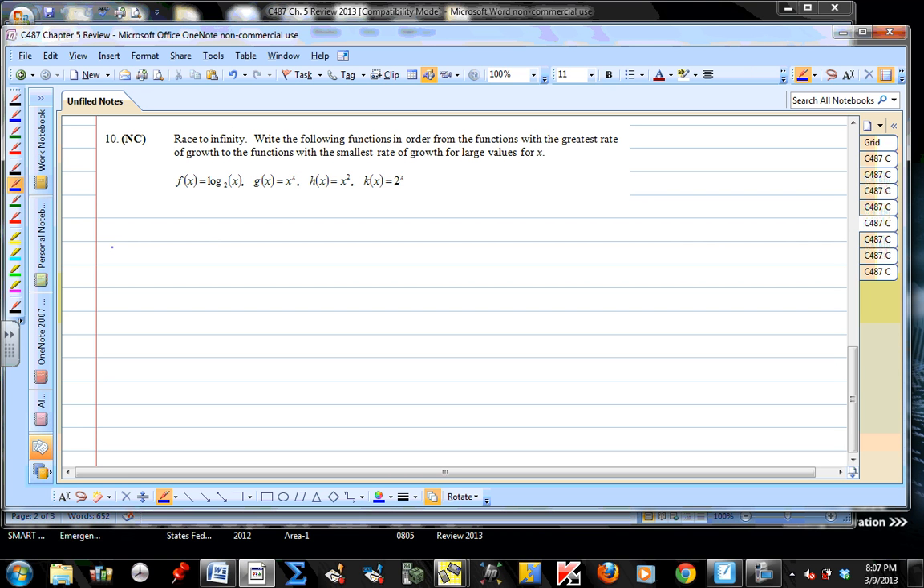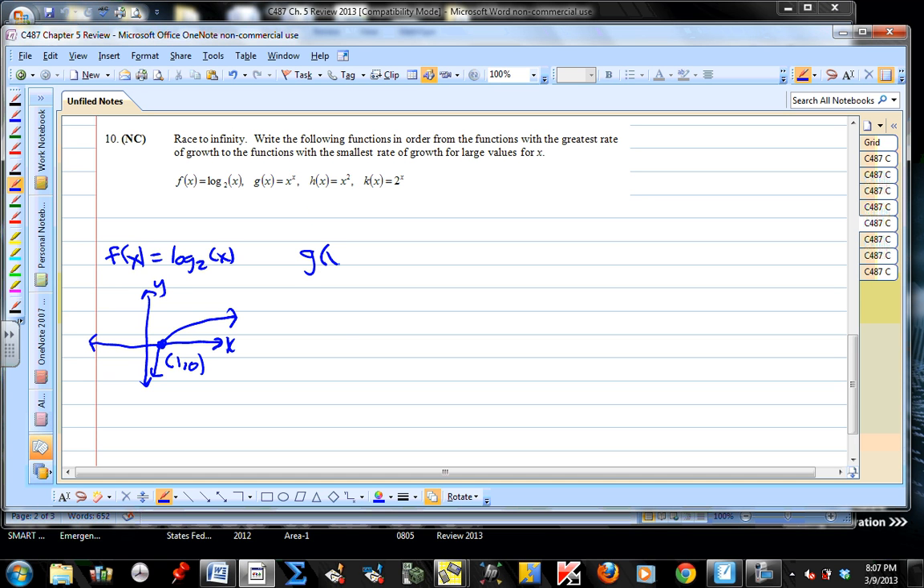Let's think of a few things here. f of x equals log base 2 of x. Well, this is a logarithmic function, so we know what the graph of a logarithmic function looks like. Like so, it's increasing forever, crossing the x-axis at (1, 0). Now g of x equals x to the x power. We don't know what that looks like when it's graphed, but we'll come back and discuss that one a little bit later.